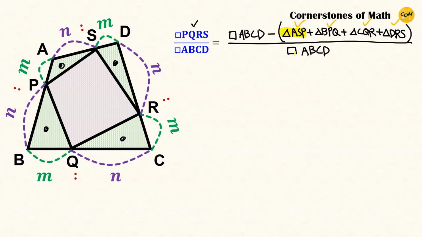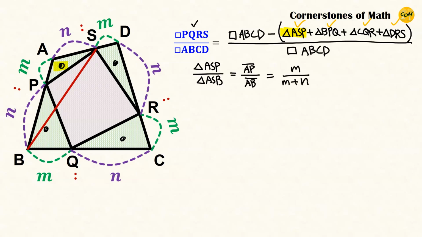First, for triangle ASP, notice that triangle ASP and triangle ASB have the same height, so the ratio between their areas is equal to the ratio between their base length, which is length AP to the length AB, which is m to m plus n. Therefore, the area of the triangle ASP is m over m plus n times the area of triangle ASB.